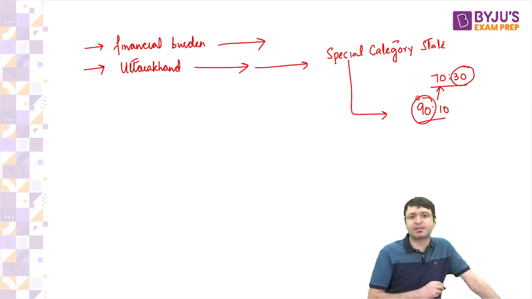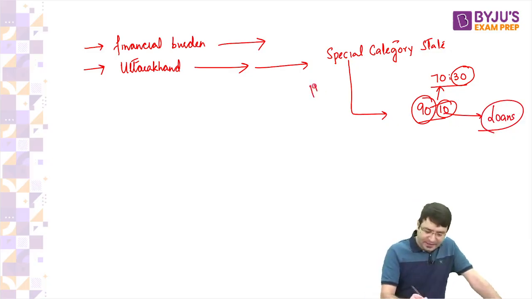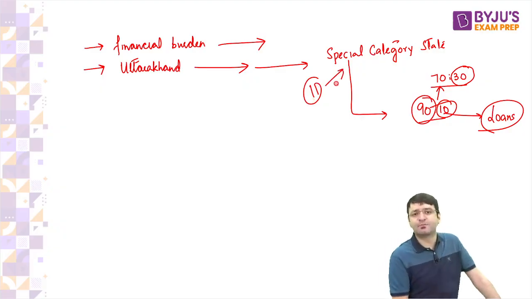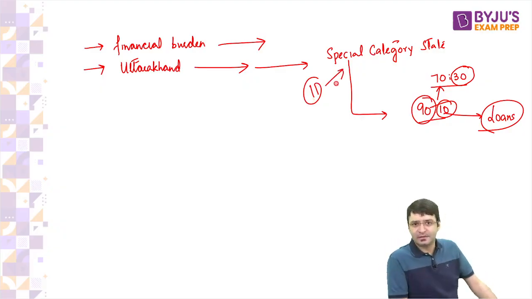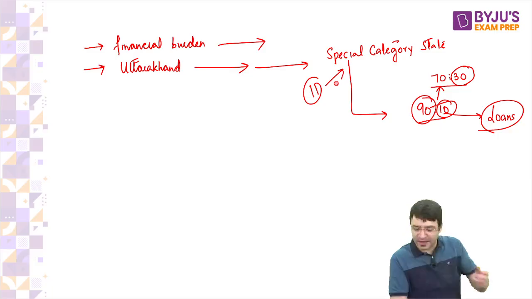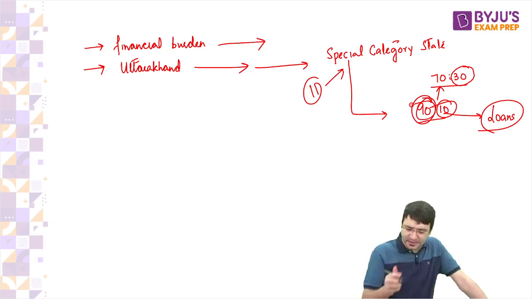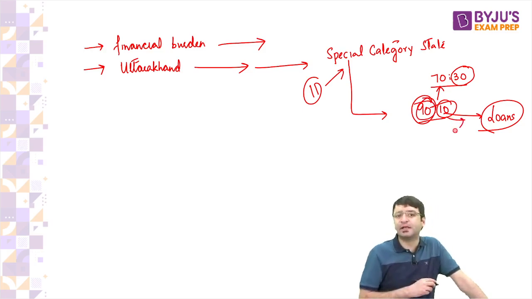90% of the funds will come from the center. Only 10% will have to be raised by the states. And even for this 10%, cheap loans are given by the center. There are 11 states in India which have special category status, for example, Himachal Pradesh, Uttarakhand, the Seven Sisters of the Northeast, Sikkim, Jammu and Kashmir. These are the 11 areas under special category status, where 90% of the contribution in a centrally sponsored scheme is given by the center, and only 10% is raised by the states.